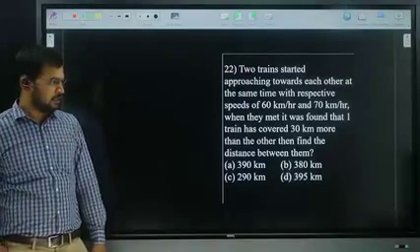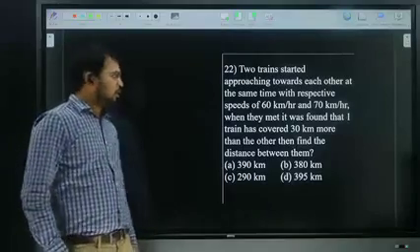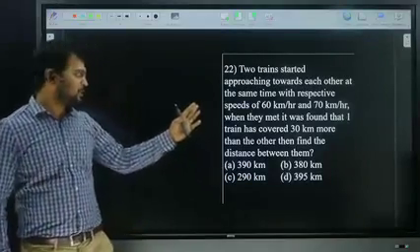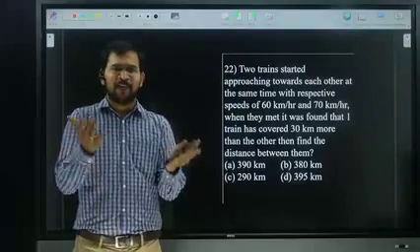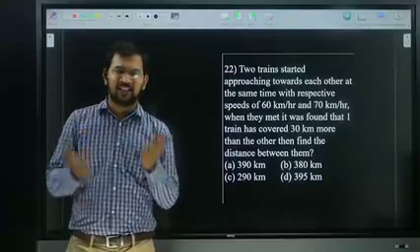Very good, Sunny. A is the right answer. So don't worry. Speeds are in the ratio 60 is to 70, that is nothing but 6 is to 7. Speeds are in the ratio 6 is to 7, so distances are in the ratio 6 is to 7.